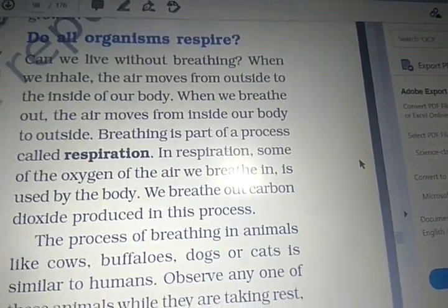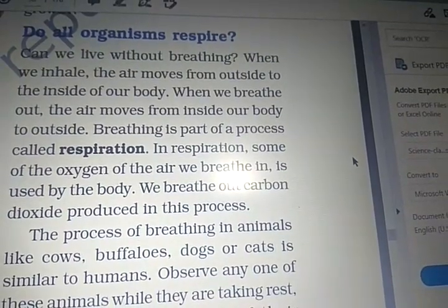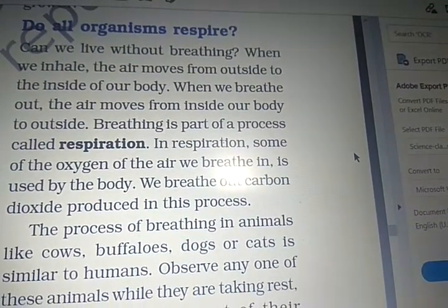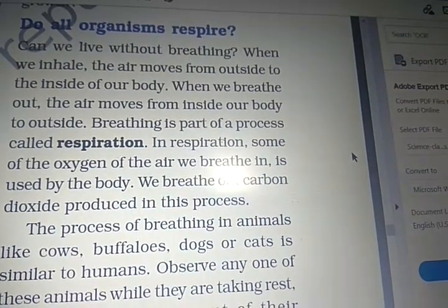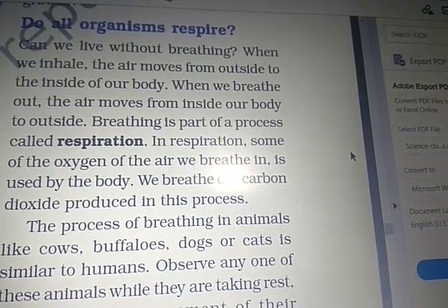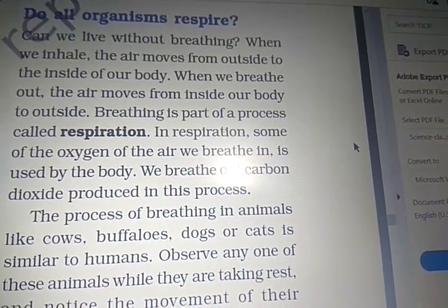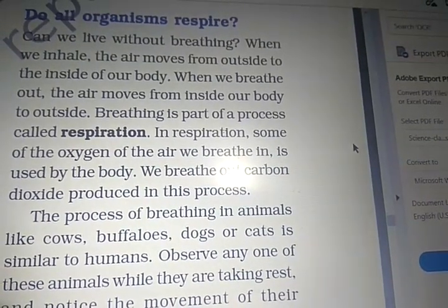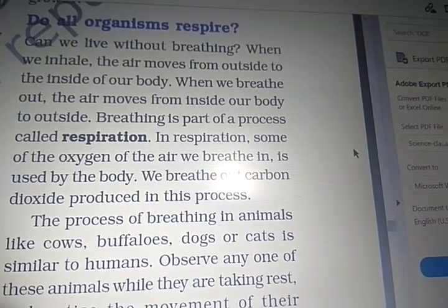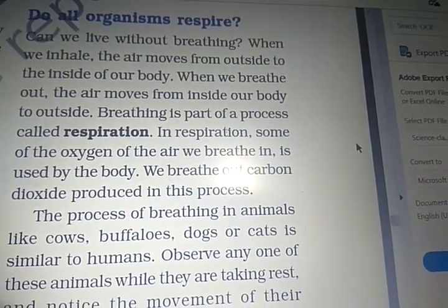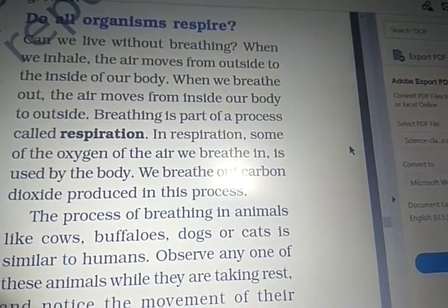Next characteristic: do all organisms respire? Yes, right? Can we live without breathing? When we inhale, air moves from outside to inside our body. When we breathe out, air moves from inside to outside. Breathing is a part of the process called respiration. We take in oxygen and give out carbon dioxide, and the plants take that carbon dioxide and release oxygen, which we take in from the atmosphere.